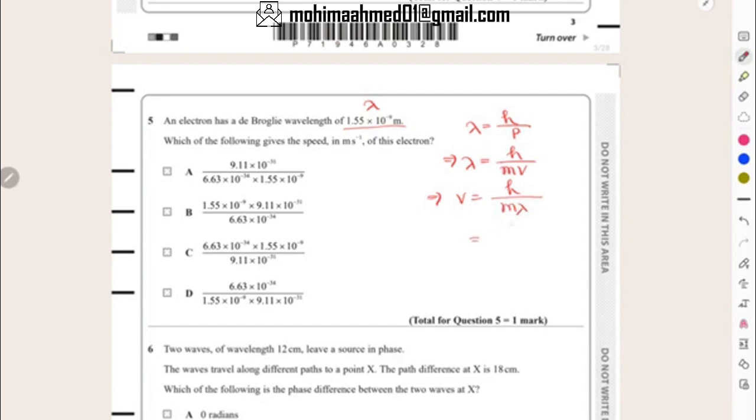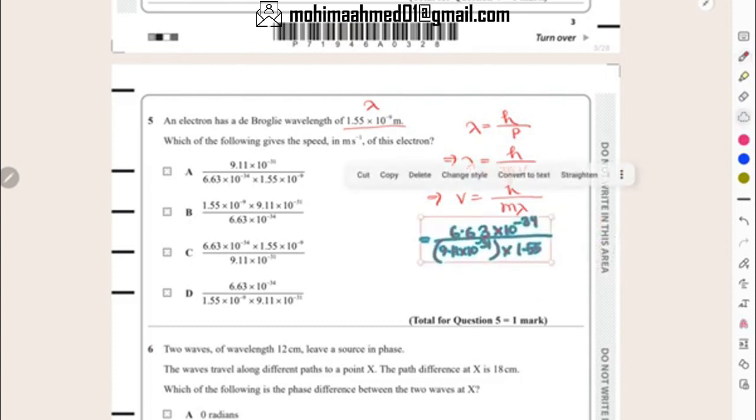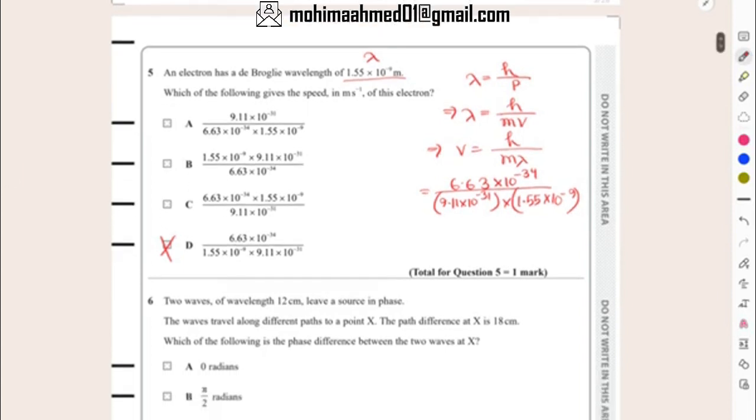The value for Planck's constant is 6.63 × 10^-34, over the mass of your electron, which is 9.11 × 10^-31, and this should be further multiplied with the value of lambda provided in the question, which is 1.55 × 10^-9. If you match this, then this is exactly your option D. So option D is the correct answer in that case. So we'll move on to question 6.